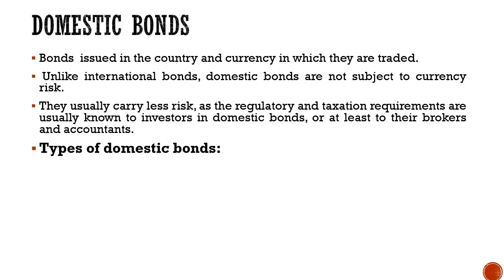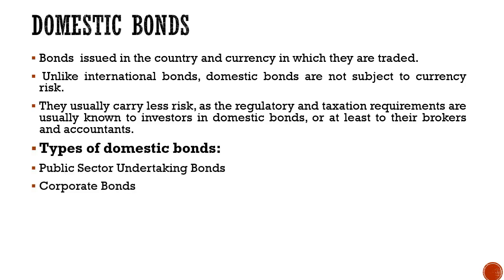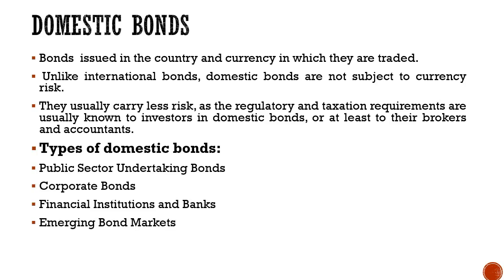Now, the various types of domestic bonds are public sector undertaking bonds, corporate bonds, financial institution and bank bonds. Then we have the emerging bond markets, and lastly, tax saving bonds.